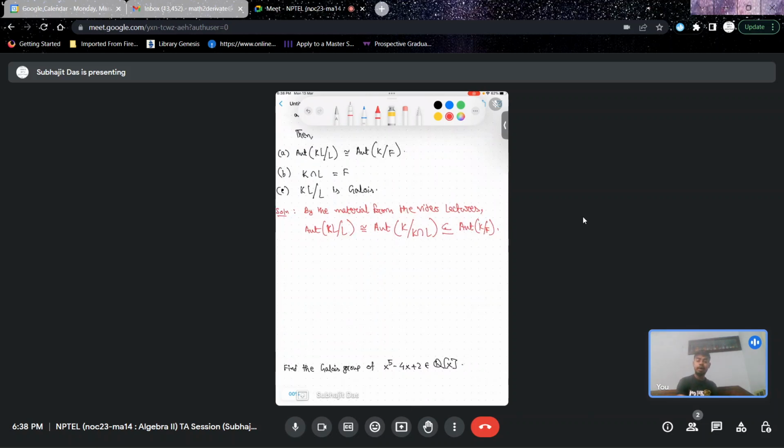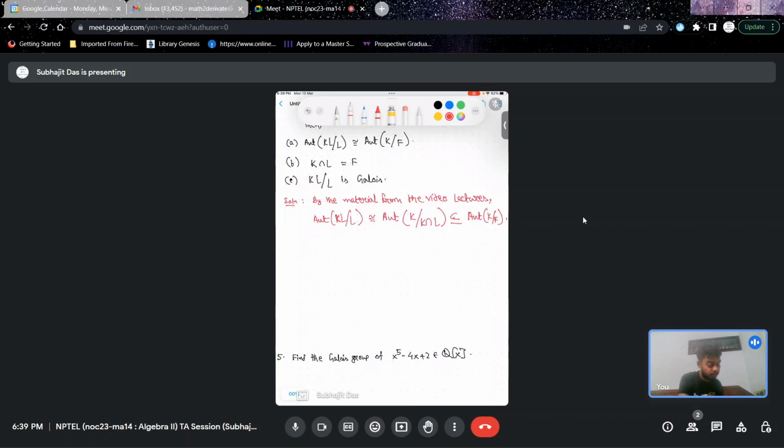So there is a morphism, that is a mapping, of Aut KL over L into Aut K over F. And this mapping actually turns out to be injective. So Aut KL over L can be thought of as a subgroup of Aut K over F. This much is clear. There's no doubt about this.